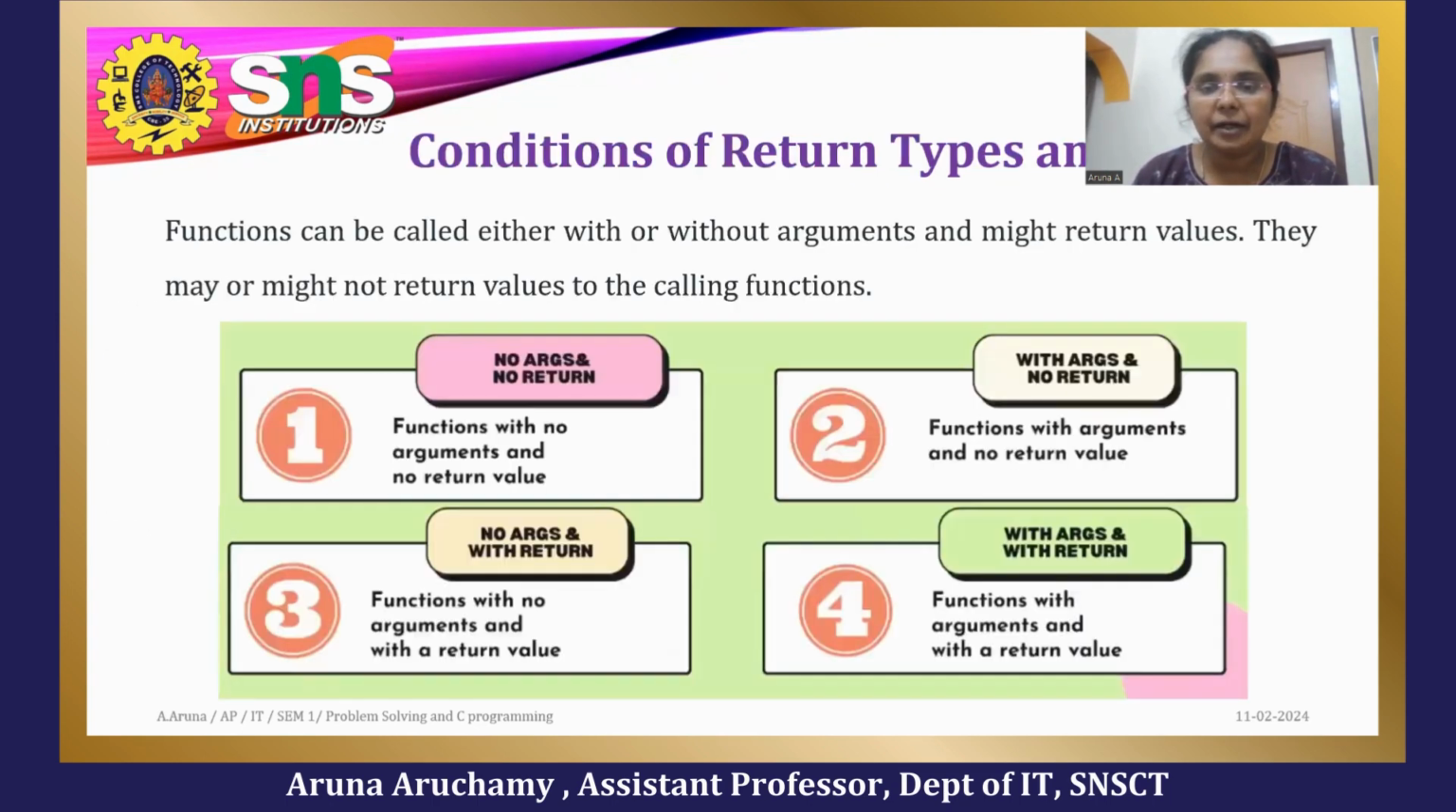Before entering into this, we know the conditions for return type and argument from the previous video, where I clearly explained both with an example. What are the types? A function can have four types: no argument and no return value, with argument and no return value, no argument and with return value, and with argument and with return value.